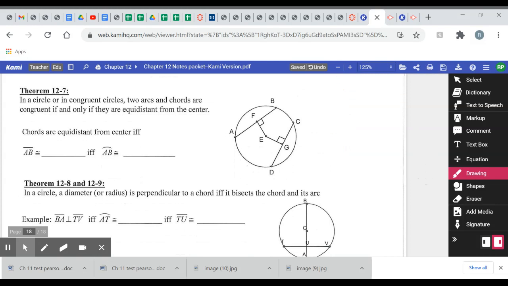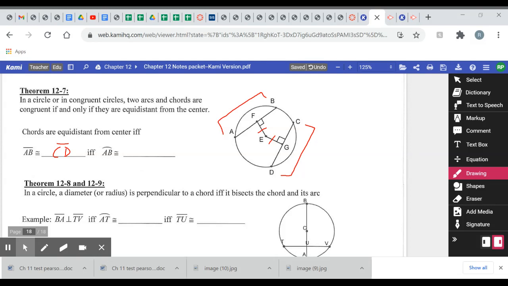Okay, and then on section 12.7, it says in a circle or in congruent circles, two chords and arcs are congruent if and only if they are equidistant from the center. So chords are equidistant from the center if and only if. So I know that in this case, if AB is congruent to CD, so if I know that this piece is congruent to this piece, then I would know the chords are the same distance away from the center.